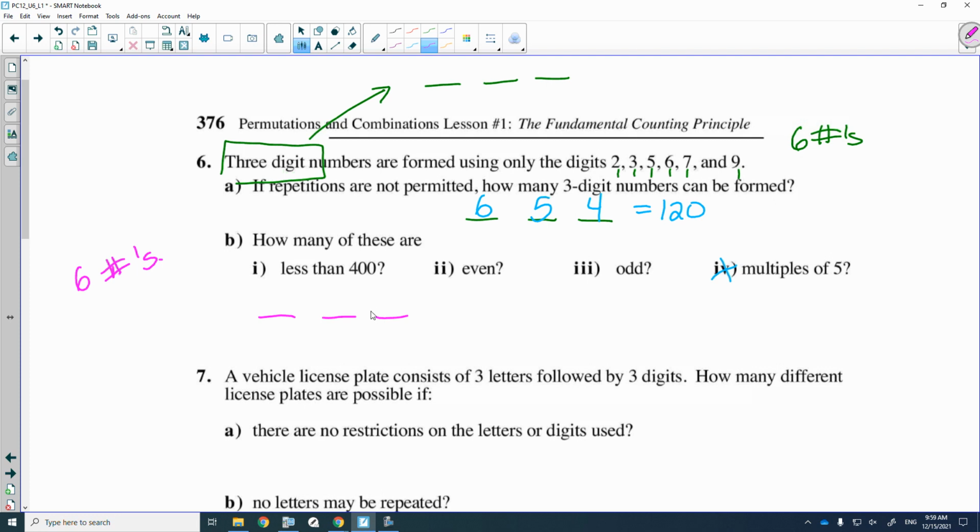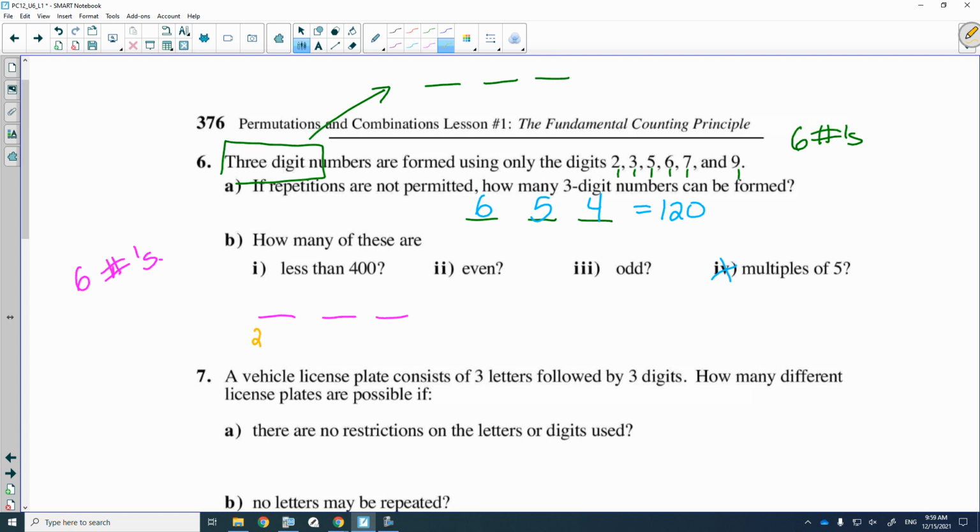You have to say, what's the first number that I could put here, or how many choices can I put here that would make my number less than 400? So for example, I can't put a 9 in that first stage because that would be a number 900 and something. I can't put a 7 in the first stage, 6 or 5. The only numbers I could put in this first stage to make a number less than 400 is a 2 or a 3.